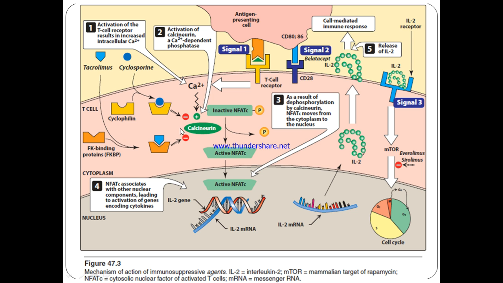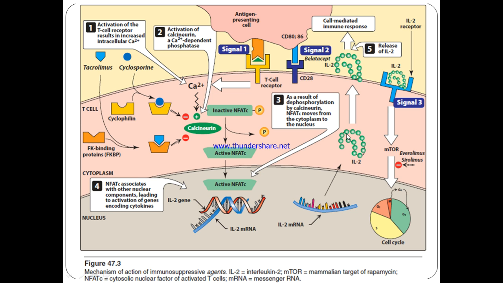As a result, you can say that there is inactivation of calcineurin, or inhibition of its activation. What will happen? These particular steps will be inhibited. Now there is no activation of NF-ATc. So ultimately, IL-2 will not be synthesized, and thereby they are inhibiting the immune response, because IL-2 synthesis will be inhibited. So this is the mechanism of cyclosporine and tacrolimus.